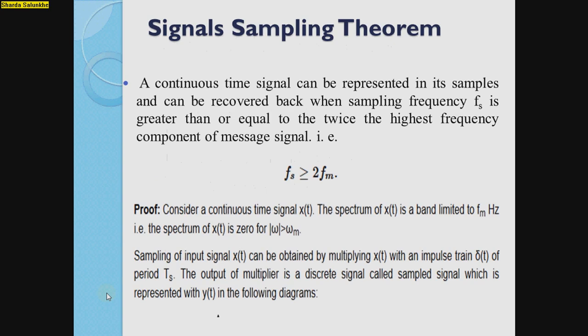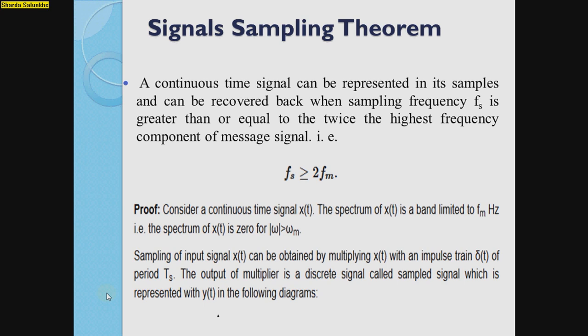Next one is the sampling or signal sampling theorem. A continuous time signal can be represented in its samples and can be recovered back when the sampling frequency fs is greater than or equal to twice the highest frequency component of the message signal. This is the statement of the sampling theorem: your sampling frequency should be greater than or equal to 2 times the message signal or modulating signal frequency, that is 2 fm. So let us derive this equation.